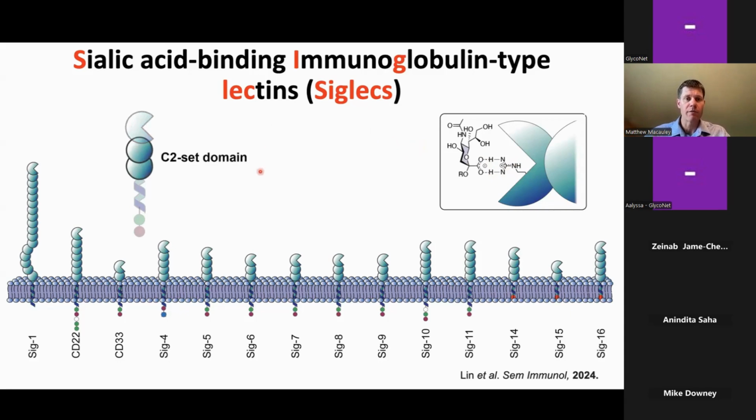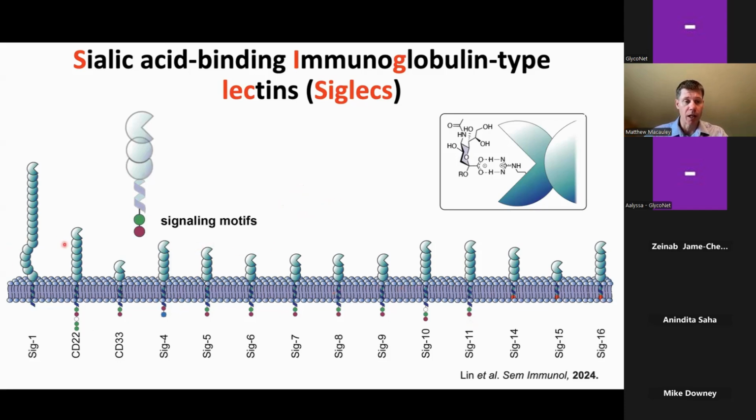The second part is a variable number of C2 set domains. As you can see, this sticks the V-set domain out from the cell surface by varying degrees. The extremes are Siglec 1 that pops way out of the glycocalyx, and Siglec 3, CD33 here, which is right up against the plasma membrane. Then we have the transmembrane segment that embeds the Siglec on the cell surface. And then finally, a cytoplasmic tail that contains motifs that can control immune cell signaling.